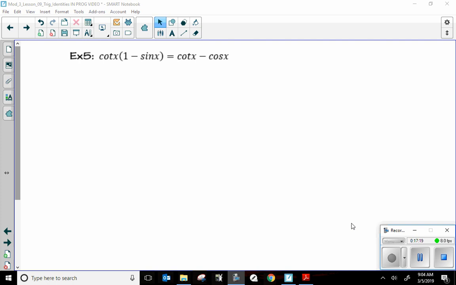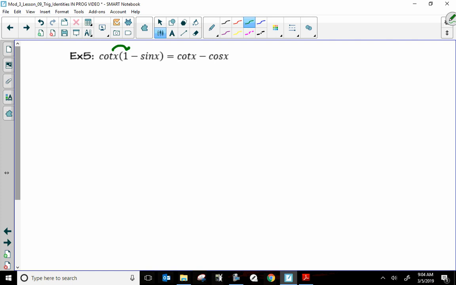Cotangent times 1 minus sine equals cotangent minus cosine. All right? Well, the parentheses on the left-hand side, I want to get rid of that. So I'm going to just distribute everything. Cotangent times 1 is cotangent minus cotangent times sine. That equals cotangent minus cosine.